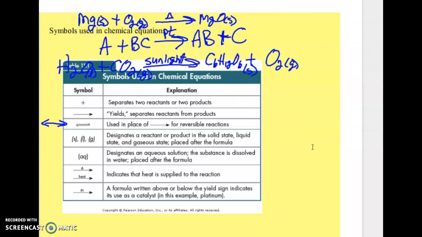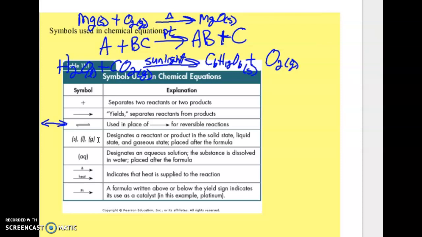Reactions that find an equilibrium point are actually occurring in both directions. So sometimes we'll see that. These are really important. We haven't really looked at this up until now, but in this chapter, these are going to become very, very important.